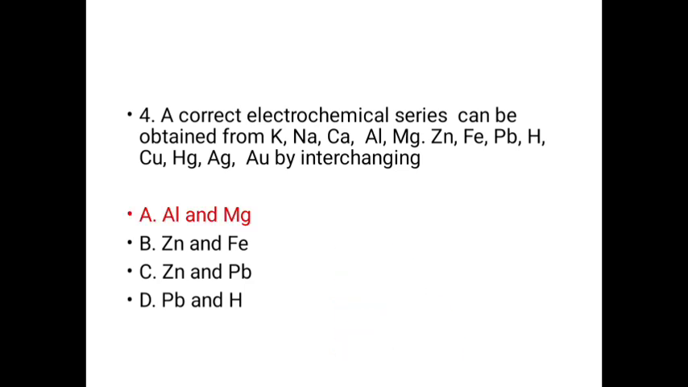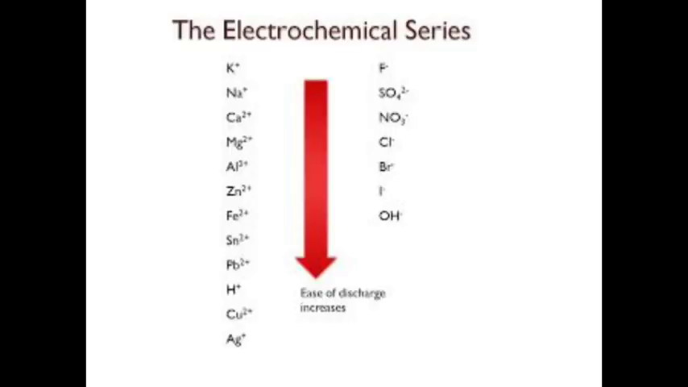The correct answer is aluminum and magnesium. And from the diagram, we can see a correct electrochemical series. In the correct electrochemical series, we have magnesium before aluminum, not aluminum before magnesium.